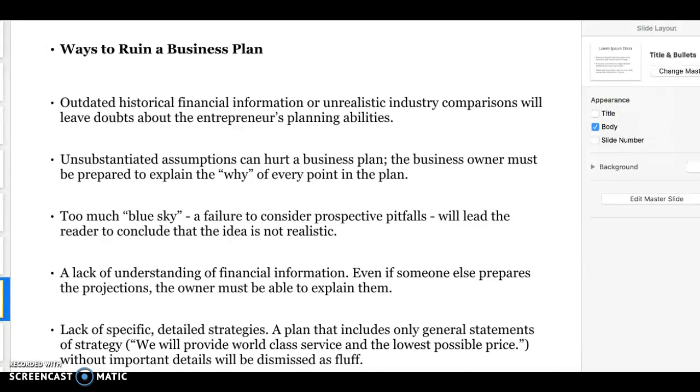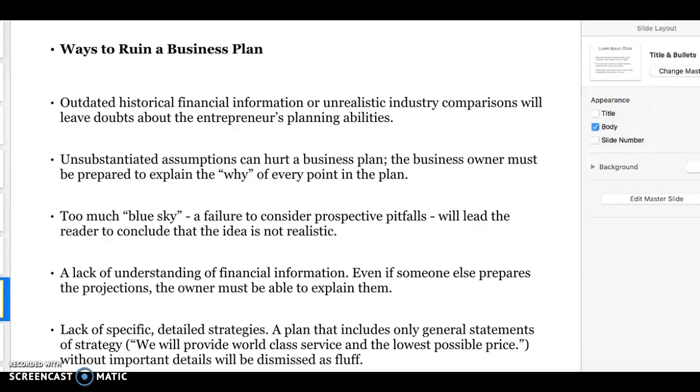Too much of what I call blue sky, failing to see the pitfalls. We've always talked about this in writing. A good writer always acknowledges all sides of the arguments, even the ones that they don't agree with. Well, the same thing here when you're writing a business plan. You don't want too much fluff in there. You want to acknowledge that things can go wrong, and here's how you would tackle and handle any challenges that would come up.